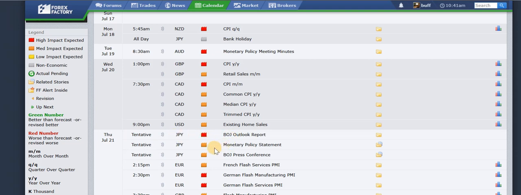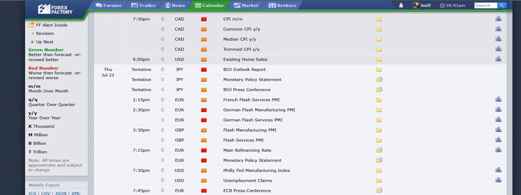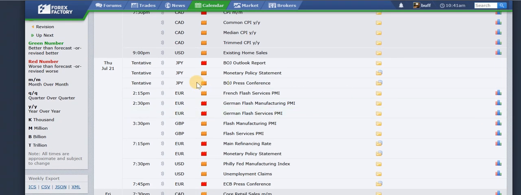We've got the Japanese interest rate news, which really doesn't affect the markets much. It's not like interest rate news like the US or the UK or anything like that. It's a bit dead, a bit quiet, the old Japanese interest rates. It's pretty much been zero forever.